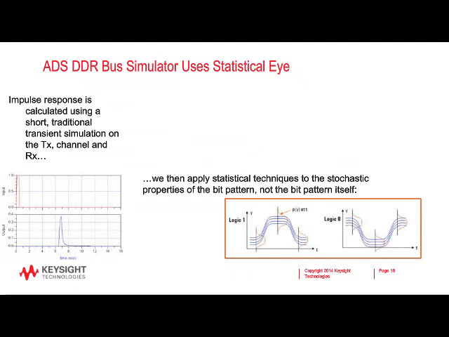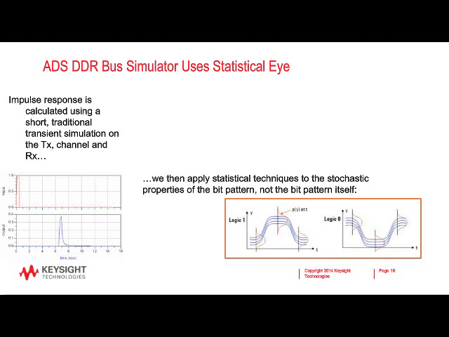What Statistical Eye does is we probe the channel, the TX and the RX, using a very short SPICE simulation. It's just equal to the impulse response of the channel. And then instead of trying to apply a very long sequence of bits to figure out the bathtub curve or the BER contours, we actually take this impulse response and apply statistical techniques to the stochastic properties of the bit pattern, the statistical properties of the bit pattern. We don't use the bit pattern itself.